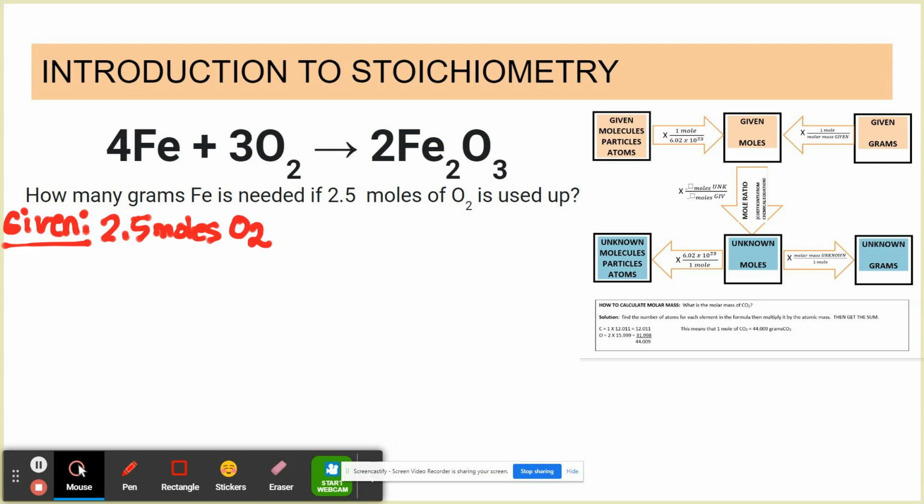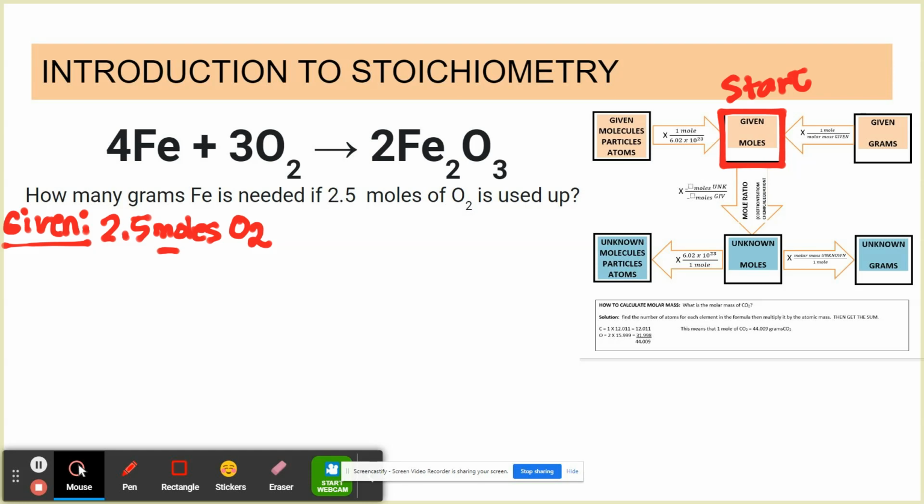All right, so let's look at our flow chart. The given is moles, therefore let's consult our flow chart. The given moles is right here, and that's going to be our starting point. Remember in the last problem, we started here because the given was grams. This time the given is moles. That's why we're starting right there in the middle.